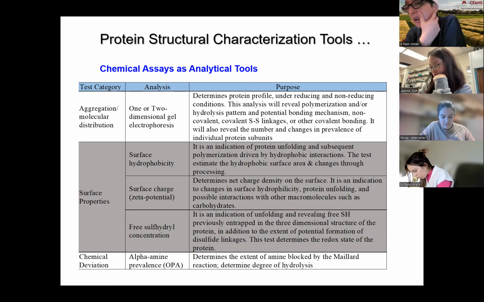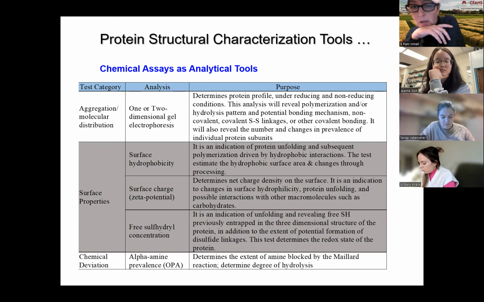We don't usually run this test because we can determine unfolding using surface hydrophobicity, SDS-PAGE, and also the DSC measurement. So we don't necessarily do this test very often.